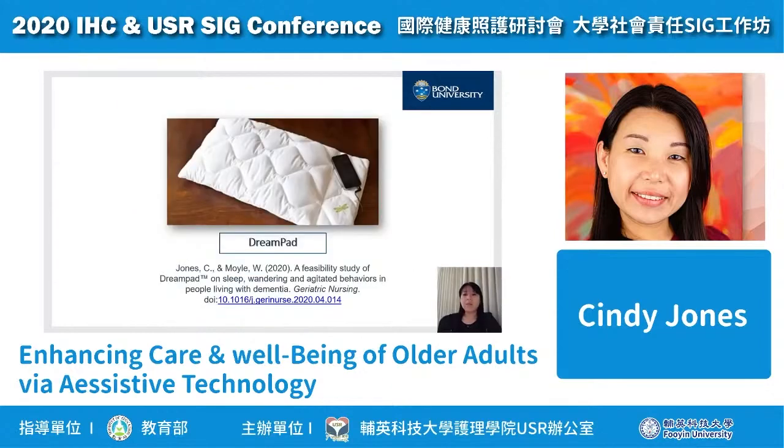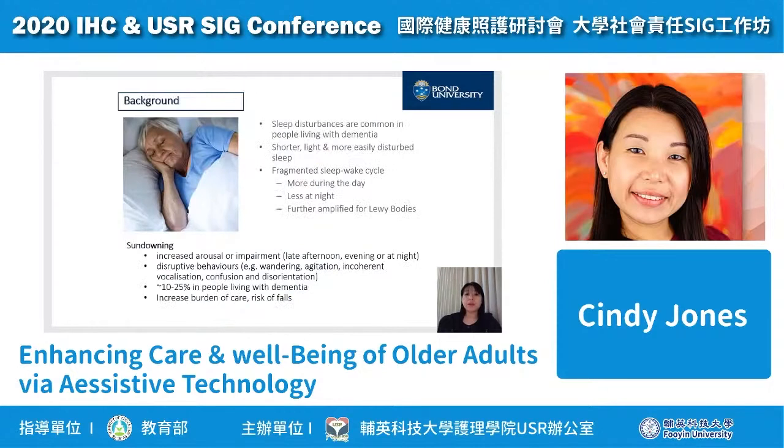All right. So in the final part of my presentation, I'd like to present to you a recently published feasibility study of an assistive technology called DreamPad: the impact of DreamPad on sleep, wandering, and agitated behavior in people living with dementia. It was only published this year in Geriatric Nursing.